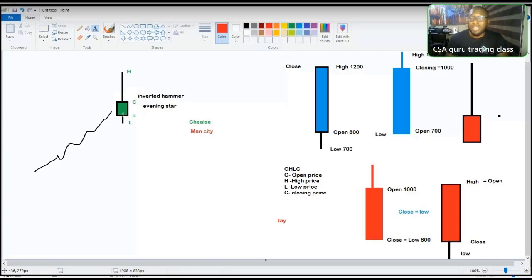So if you are going to enter this market when you have a candle that's closing around here, let's say I'm trading futures. Is everybody familiar with futures trading or forex trading? In futures trading, you can also make money when the price is going down.